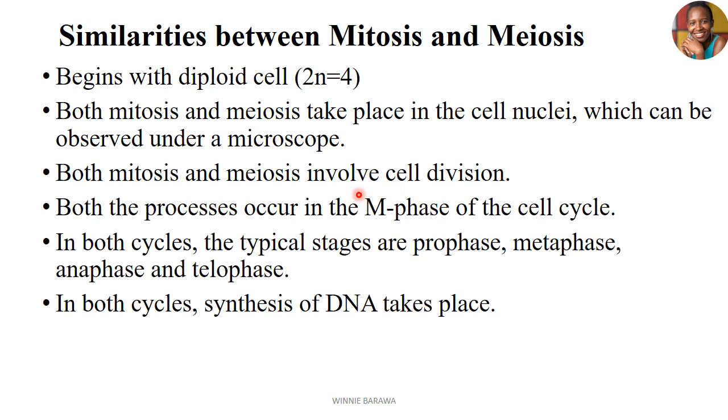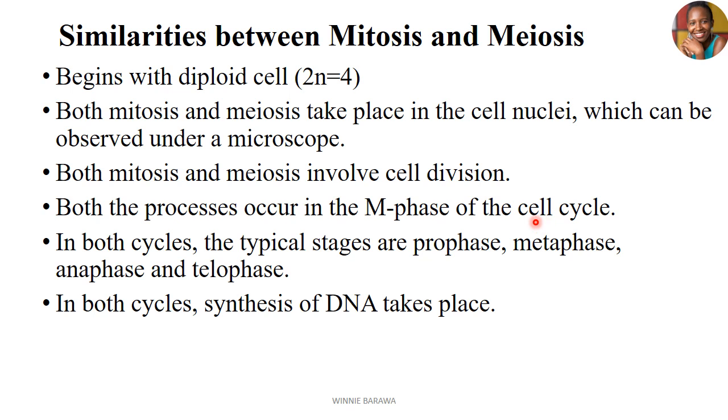So by similarity, this is what we can summarize them on: the cells begin as diploid cells, that is 46 chromosomes. So they both begin with diploid cells of 46 chromosomes. Then the other similarity is that both mitosis and meiosis take place in the cell nucleus, which is observable under a microscope. And both involve cell division or several stages of cell division to produce multiple daughter cells.